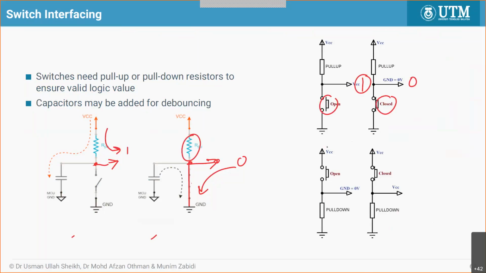Or you can use a pull down method. Open is 0, pressed or close is 1. So this one is maybe more intuitive, at least to me. It depends on who you are. Maybe you like the other one better, but I think this is more intuitive. You press it, you get 1. You don't press it, you get 0.